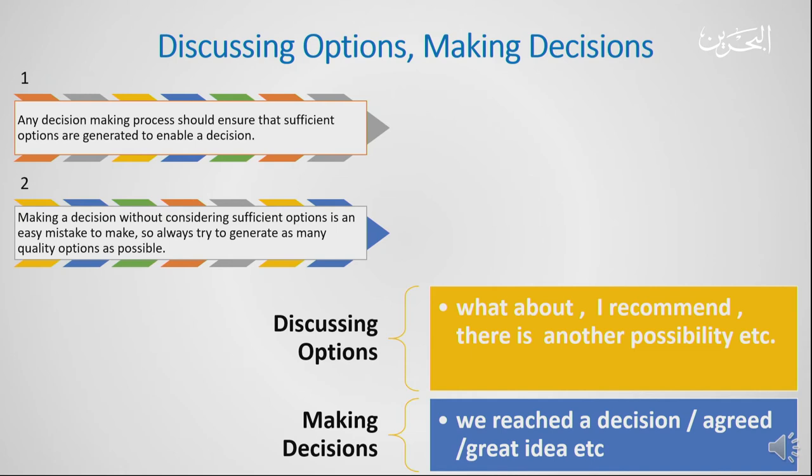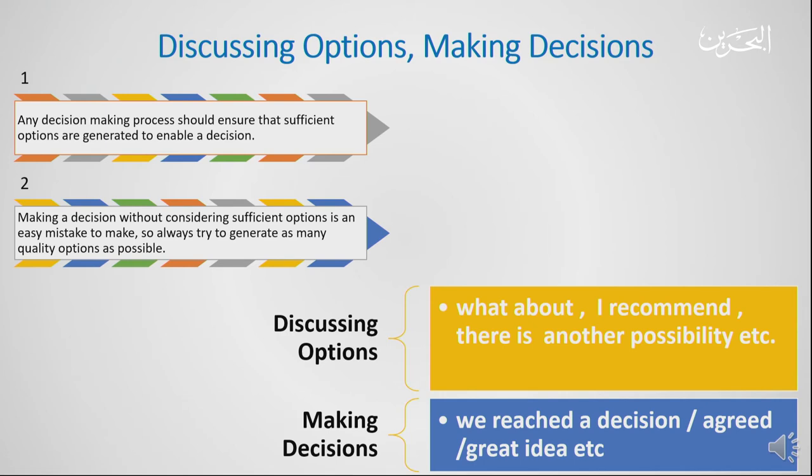Making the decision without considering sufficient options is an easy mistake to make. So what is the solution? Always try to generate as many quality options as possible. If you want to discuss options or make decisions, you have here some examples of useful words.